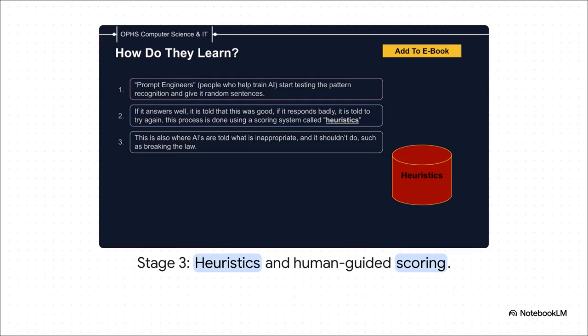Then comes a really vital human element in Stage 3, heuristics. This is where prompt engineers step in to help train the AI using a specific scoring system. They test the pattern recognition by feeding it random sentences. If the AI gives a good answer, it's rewarded. If it responds poorly, it's told to try again. Crucially, this is also the stage where the AI is given its boundaries, learning definitively that it shouldn't execute actions like breaking the law or encouraging harm.